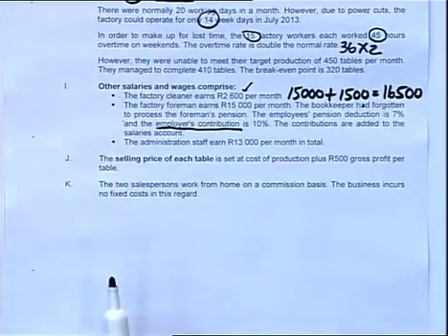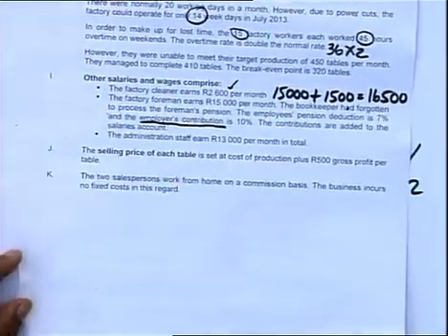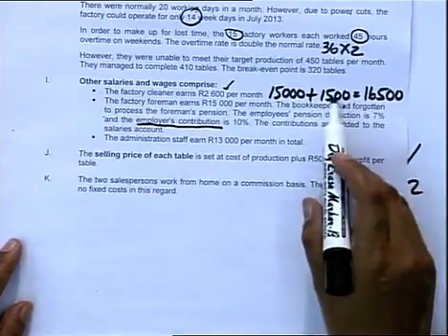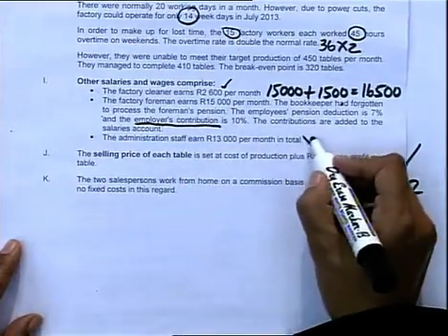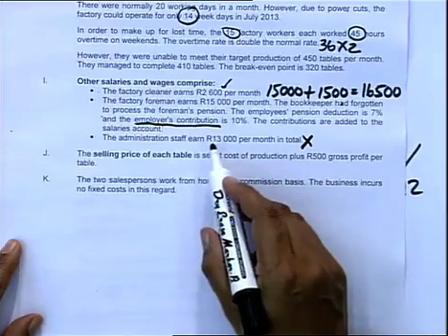Okay, just see if there's any questions further. I'm going to answer that question in a minute. There's quite a lengthy question which I'll answer in a minute. Okay, so that's 16,500 there, only the employer's contribution. We don't consider the admin staff at all. They do not form part of the factory.